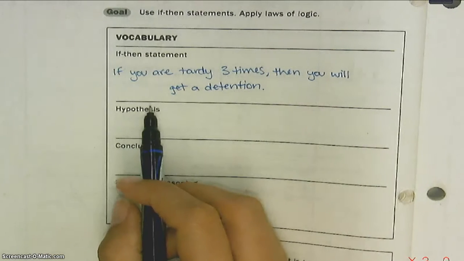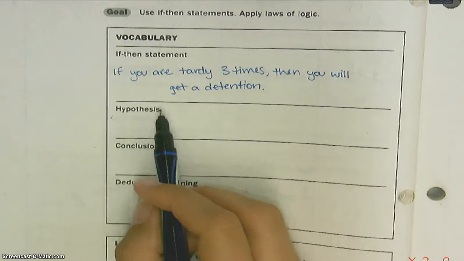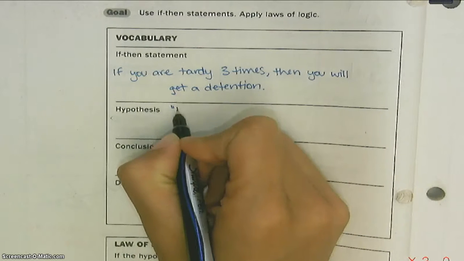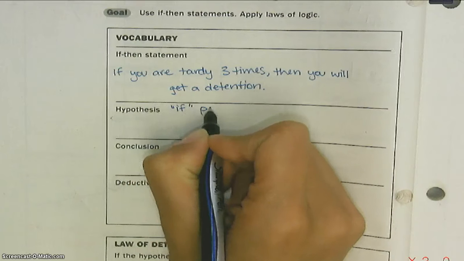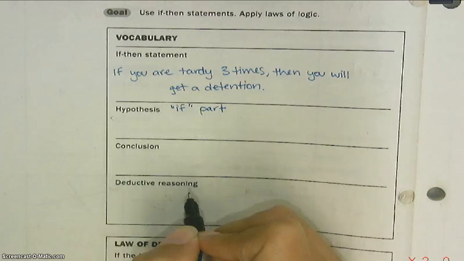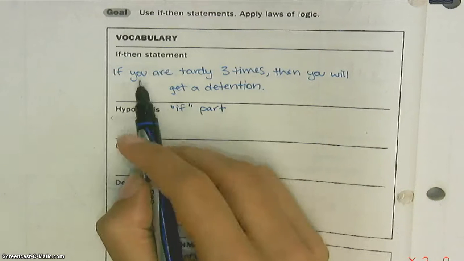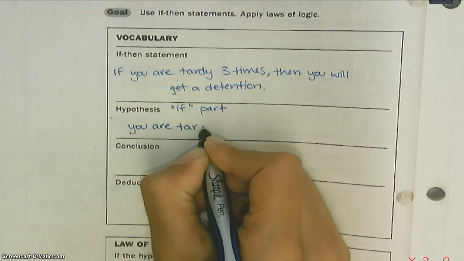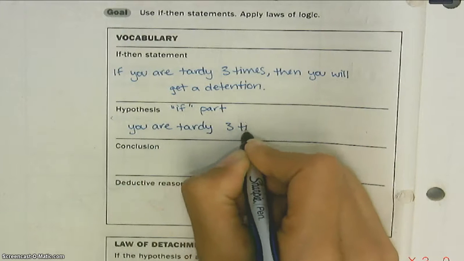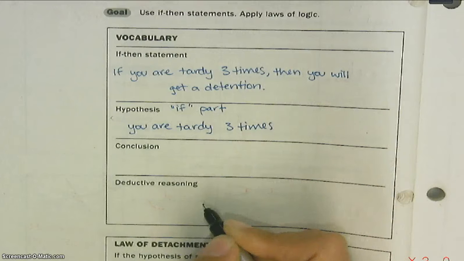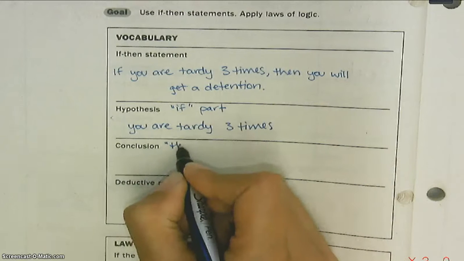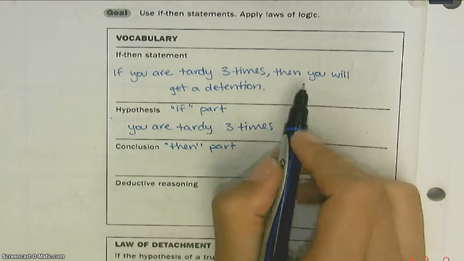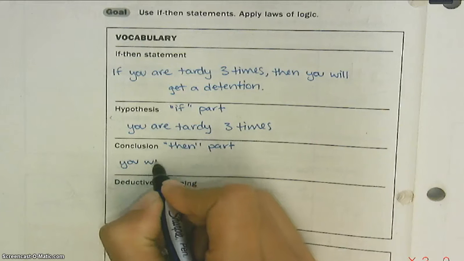The hypothesis of the sentence, maybe a word you've heard in science class before, is all of the words that come after the if. So it's the if part of the sentence, but not including the if. So our hypothesis here is you are tardy 3 times. The conclusion is the then part. It's all the words after the then. So our conclusion is you will get a detention.